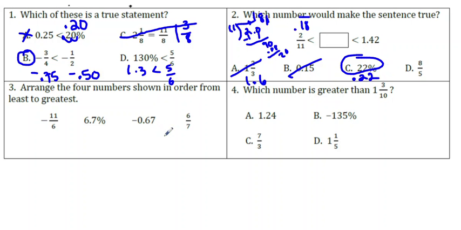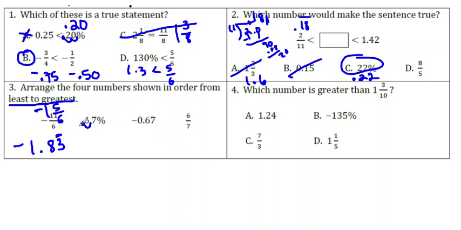All right, number 3, it says arrange the 4 numbers from least to greatest. First thing, let's do this. Negative 11/6 is the same thing as saying negative 1 and 5/6. So I have negative 1 point, and we said 5/6 is 0.83 with the 3 repeating.